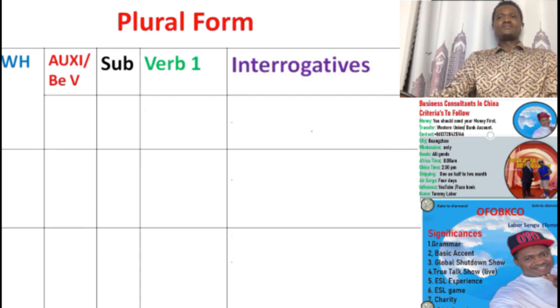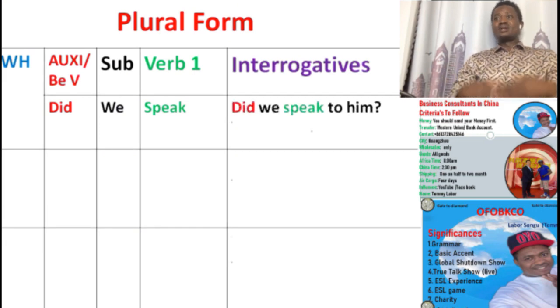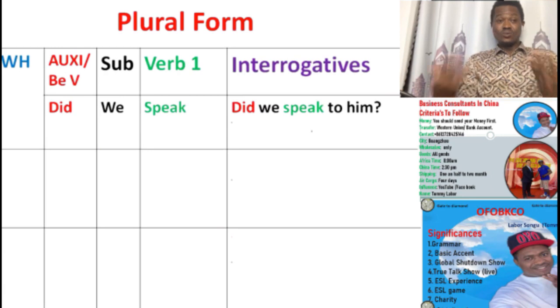So here we're going to use first the auxiliary verb. The auxiliary verb did. The subject there is what? We, in the plural form. So the V1 verb there is what? Speak. So the interrogative form is going to be, did we speak to him? Did we speak to him?